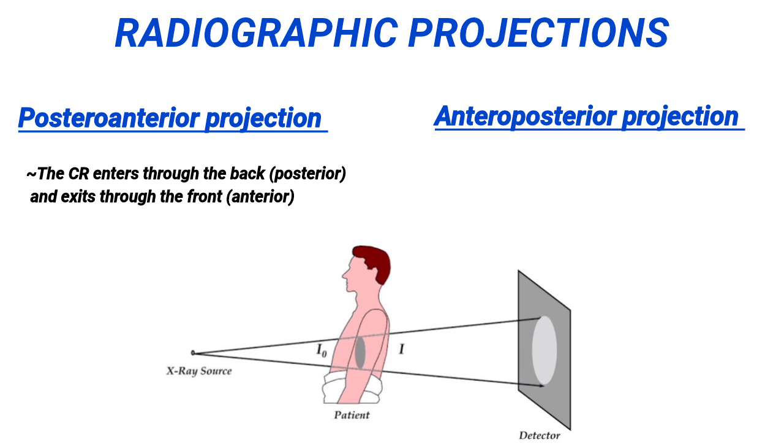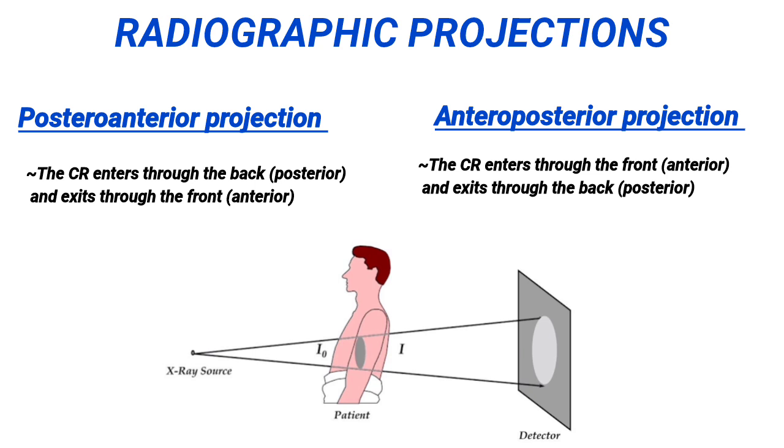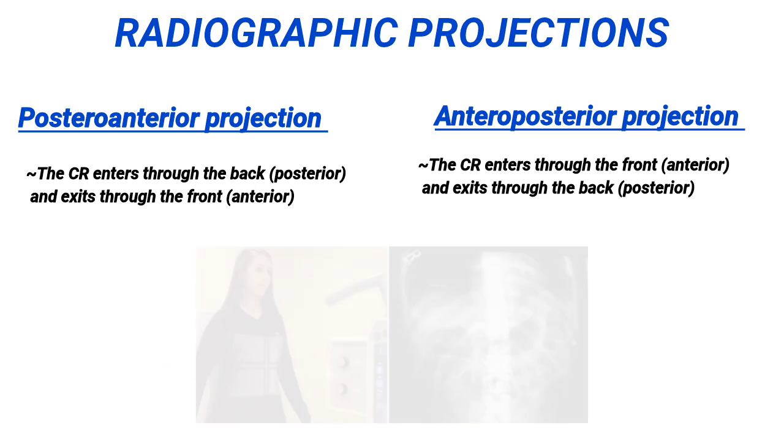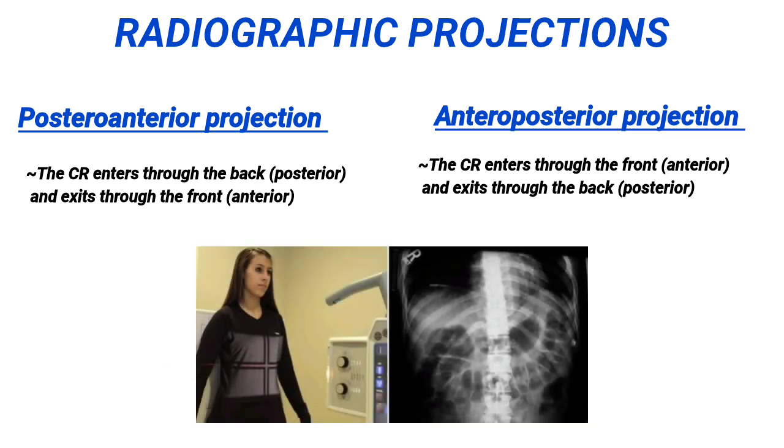And in the case of anterior-posterior, for example, when doing an abdomen erect X-ray, you have an AP projection. In this case, the X-ray passes through the abdomen and then exits through the posterior part, which is the back towards the spine, to the image receptor. So that is what we call an AP projection.